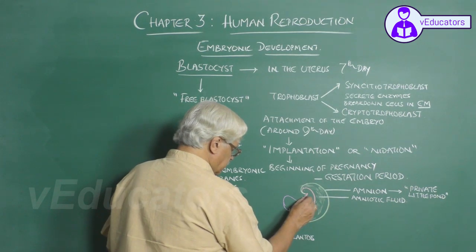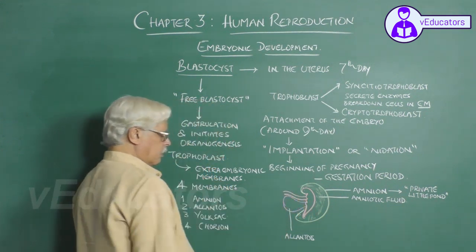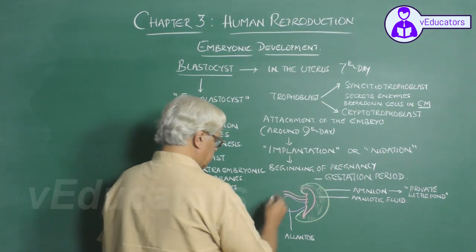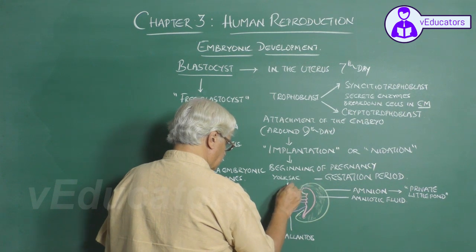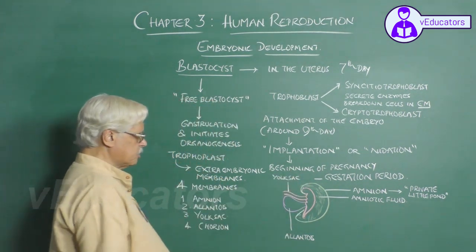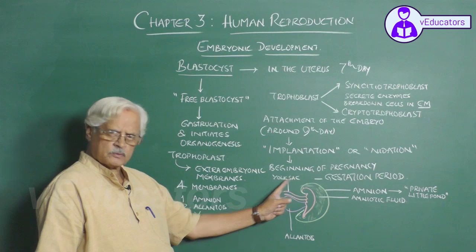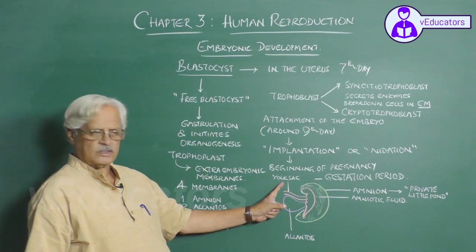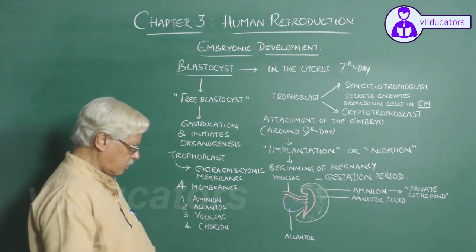One more extraembryonic membrane develops ventrally, anterior to the allantois. It is the yolk sac. In the course of further development, the yolk sac connects with the maternal tissues, starts drawing nourishment for the embryo, and becomes what we call the umbilical cord. So yolk sac becomes the umbilical cord.